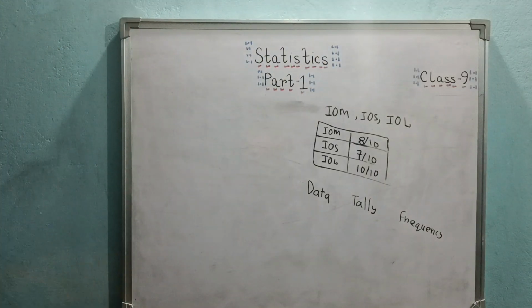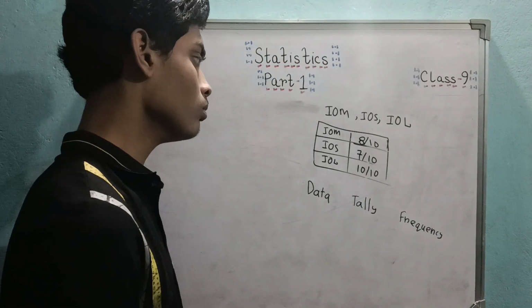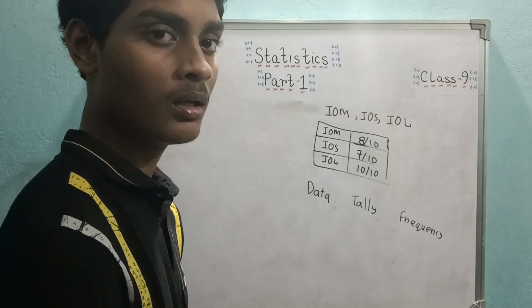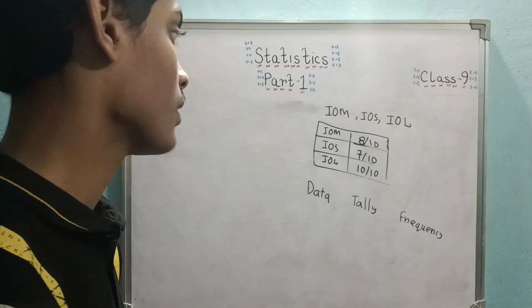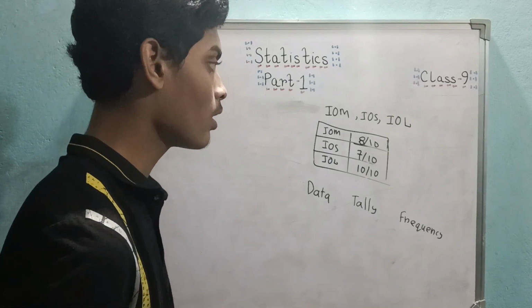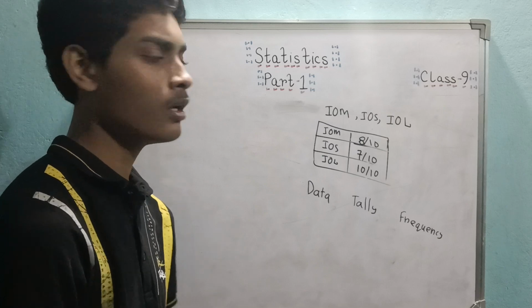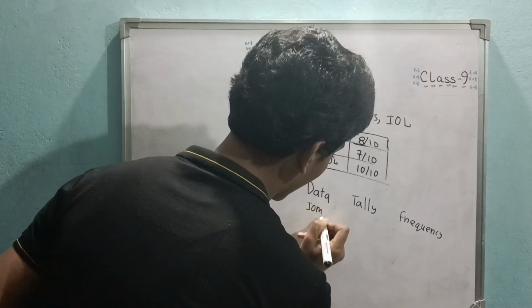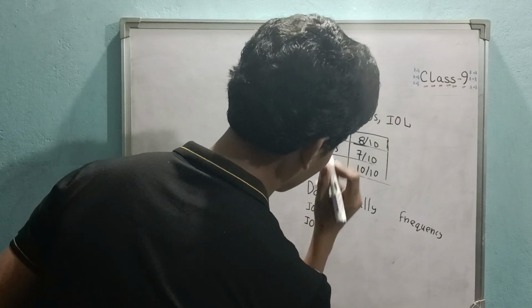So what if you are told to represent these marks in another form of a table? Now I have a very interesting method for you. I have a table which consists of a data column to write what exams you have given. For exams you have given: IOM, IOS, IOL.